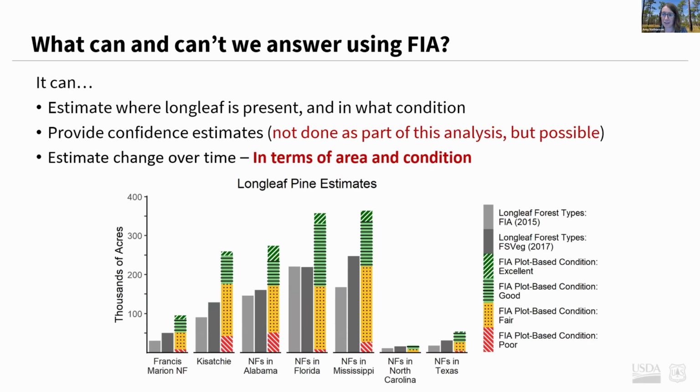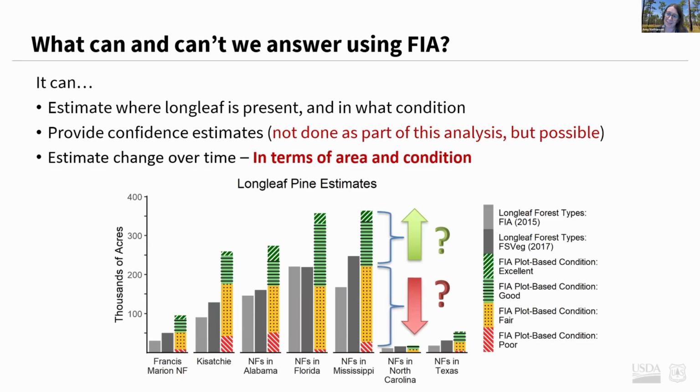And we can do it in terms of area and condition because the FIA plots are revisited on a regular basis. So we can look at whether areas that are good are expanding, and if areas that are in poor condition or in need of restoration are decreasing.